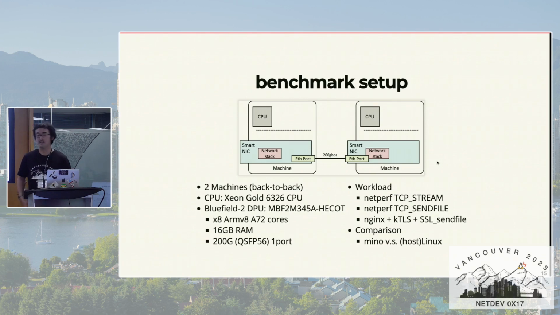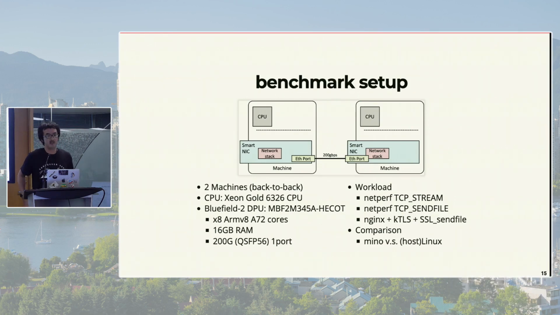Okay. So we conducted a preliminary benchmark based on our prototype implementation using two different machines connected back to back by the BlueField-2 with the 200 gig Ethernet port. The version we used for the BlueField-2 has 8 ARM cores with 16 gigabytes of RAM. The workload we used is netperf with the TCP stream scenario as well as the TCP sendfile scenario. We also tried to utilize the kTLS functionality with the OpenSSL integration over the Nginx implementation.